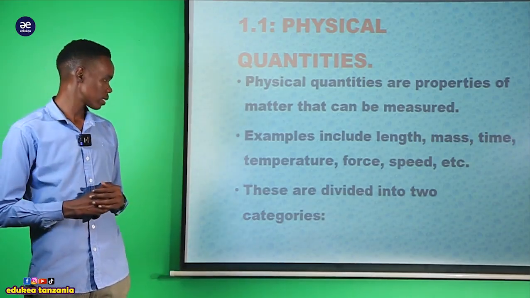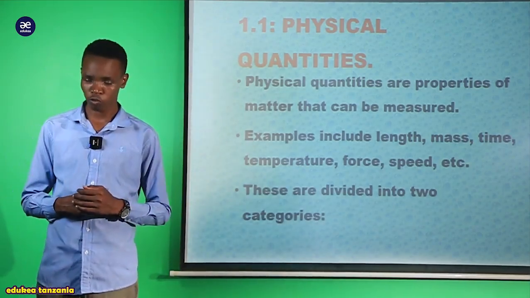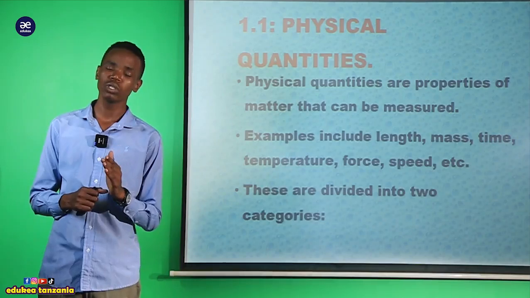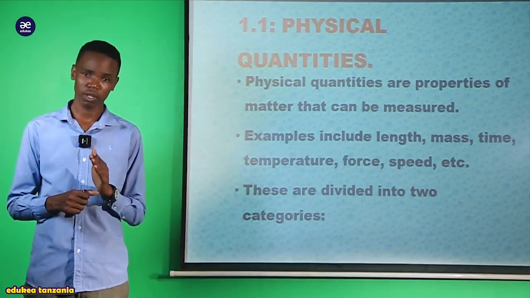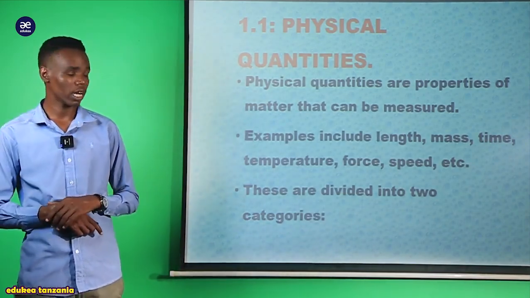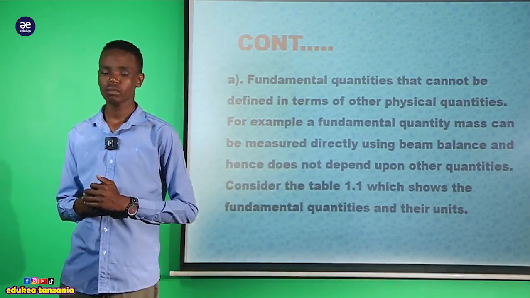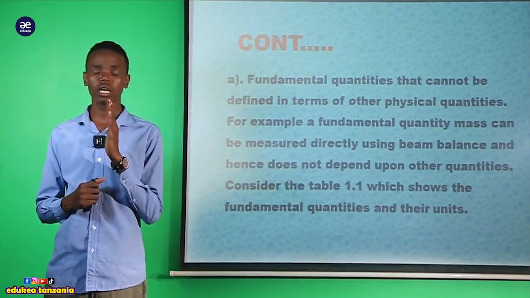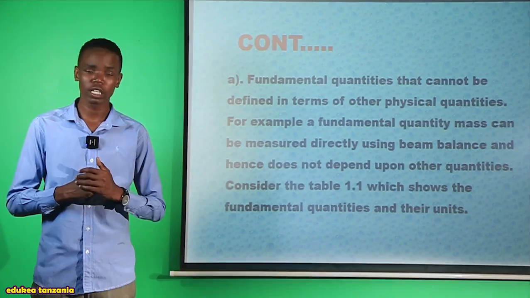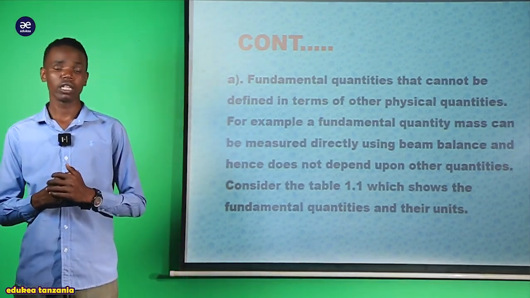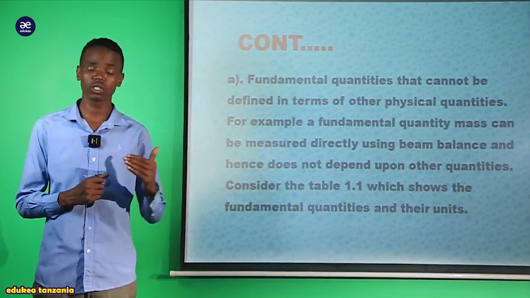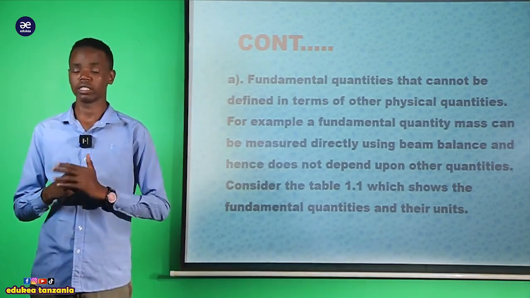So after there, let us go and see the types of the physical quantities. In physical quantity, my dear student, we have only 2 types. One of them is called the fundamental quantity, and the second is called the derived quantities. But when we talk about the fundamental quantity, my dear student, these are the quantities that cannot be derived from the other quantities. Zile quantity ambazo hatuwezi tukazipata kutoka kwenye quantity nyingine tunaziita ni fundamental quantities.